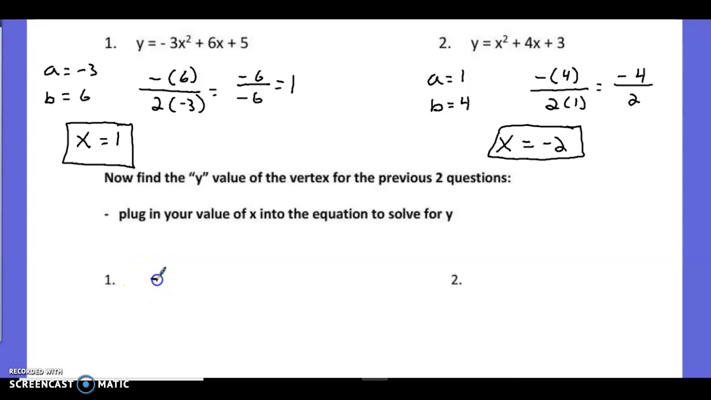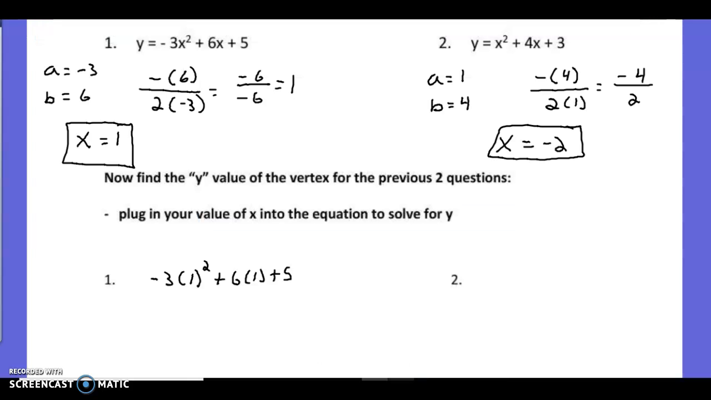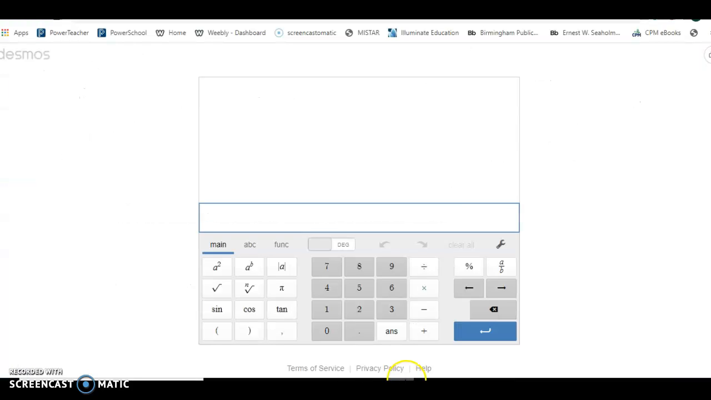So negative 3, parentheses 1, squared, plus 6 times 1, plus 5. So we can go ahead and type that into a calculator. I have this calculator set up so you can use that one. So we have negative 3, parentheses 1, times 1, and that was squared.